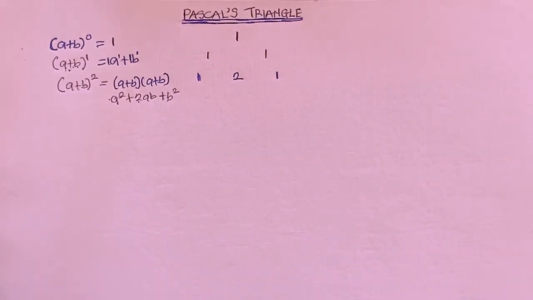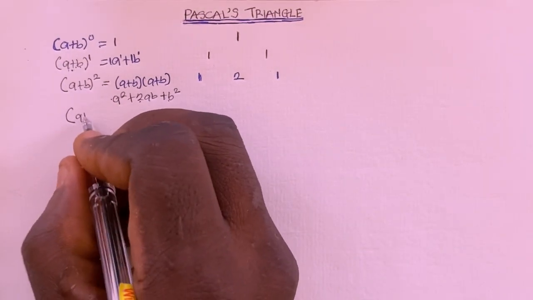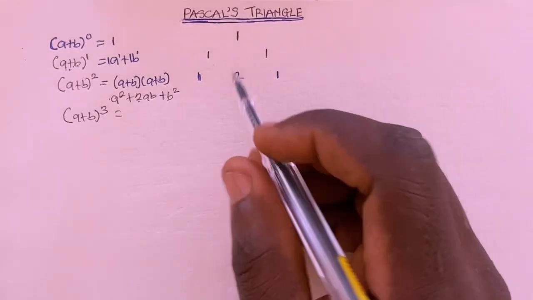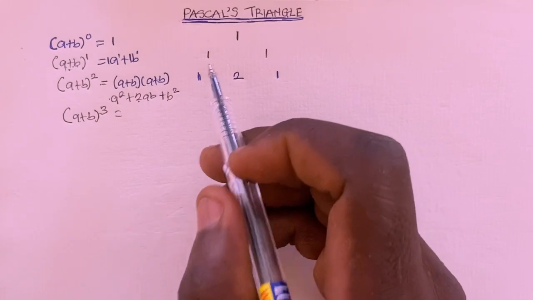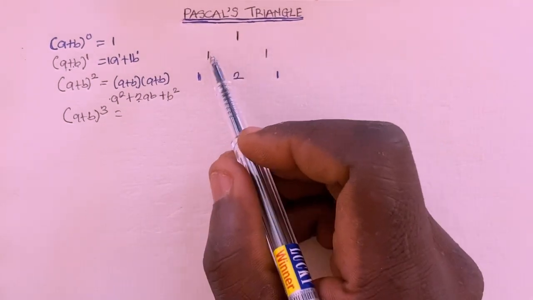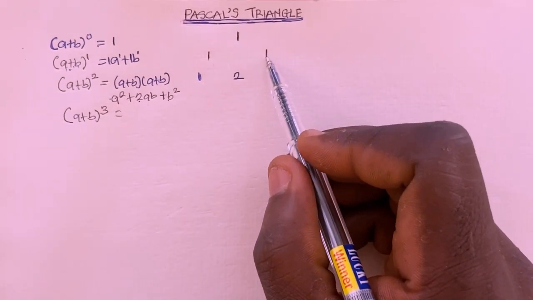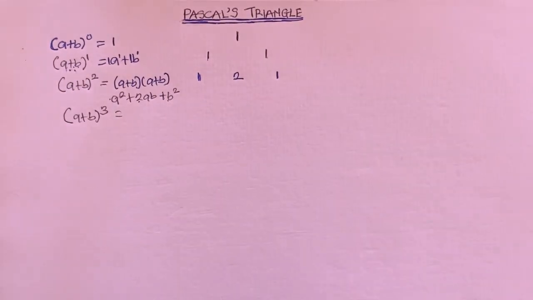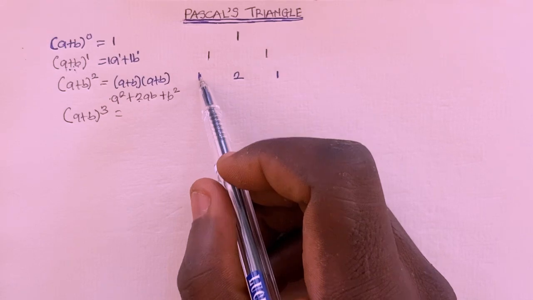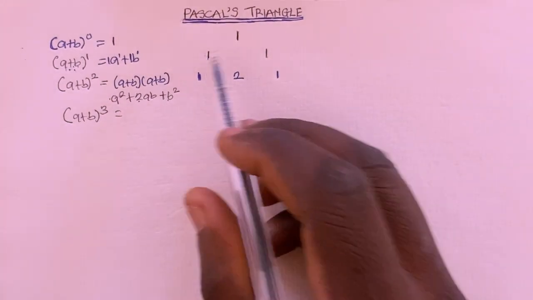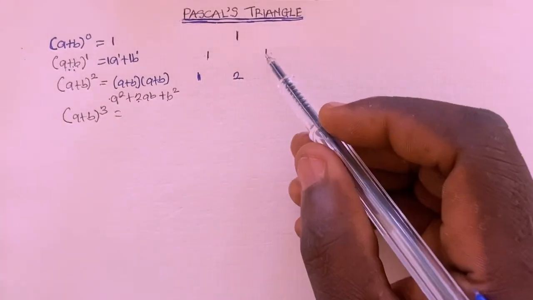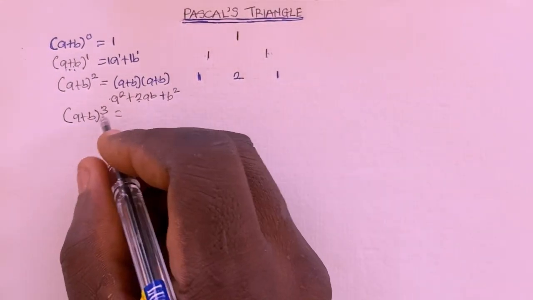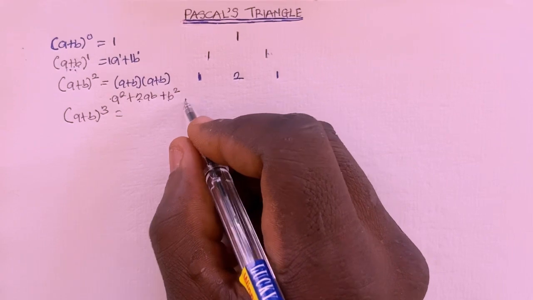So what if we have the expression (a + b) raised to the power of 3? Now listen very well. We have 1 here, then out of this side we have 1. We put the 1 here and also the 1 here, because we have two terms in this binomial expression. Now if I just bring this 1 down here, I'm having 1 here. Then 1 plus 1 is going to give me what? 2. Then I bring this down back.